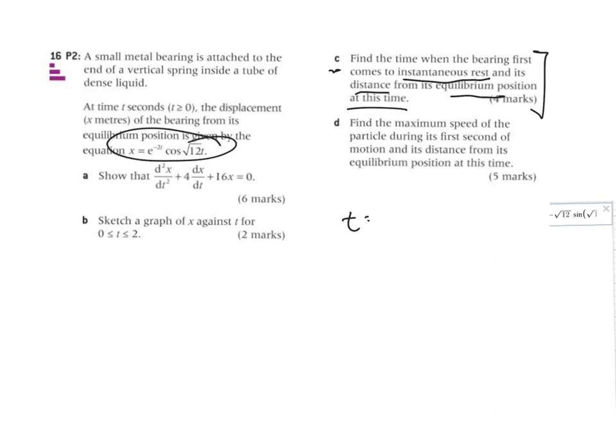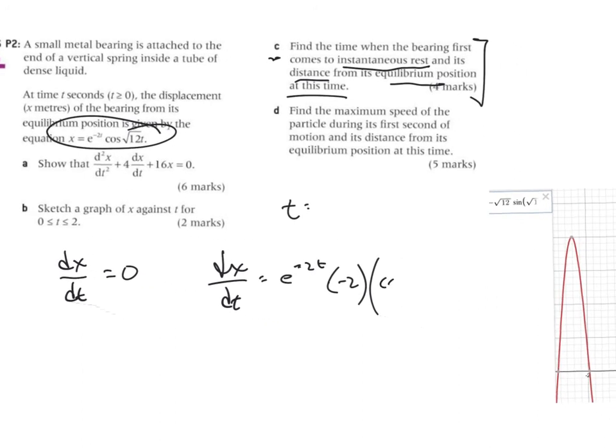So if it's instantaneous rest, that means when is the velocity dx/dt equal to 0? And if we calculate dx/dt, which I did in the previous video, but I'll do it quickly here since I don't have it written down, I get e to the minus 2t times negative 2, because of the chain rule, times cosine root 12t, plus the e to the minus 2t times the derivative of the second function, which is negative sine root 12t times root 12. And I'm going to set this equal to 0.